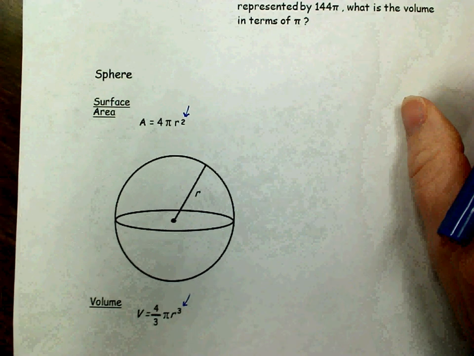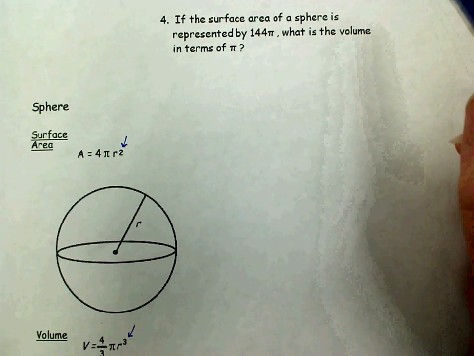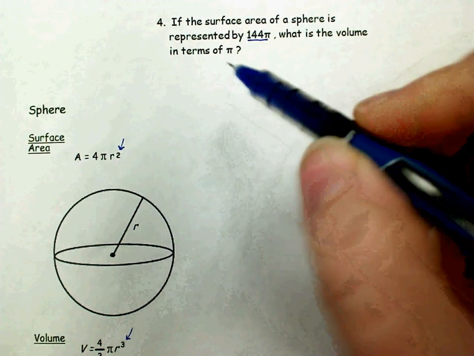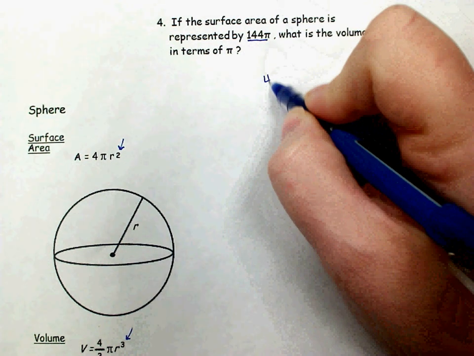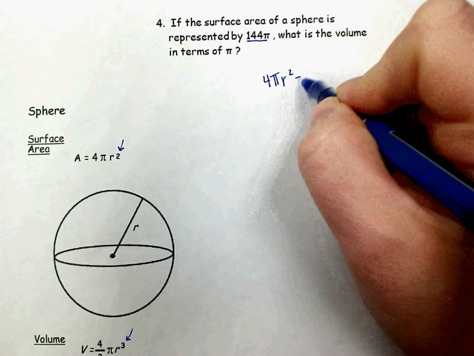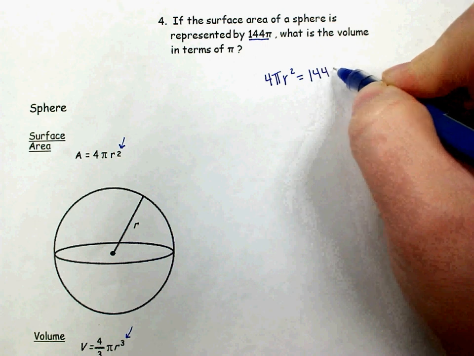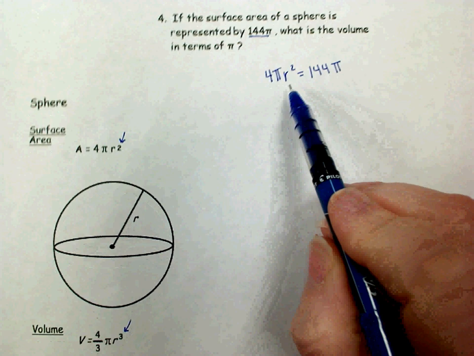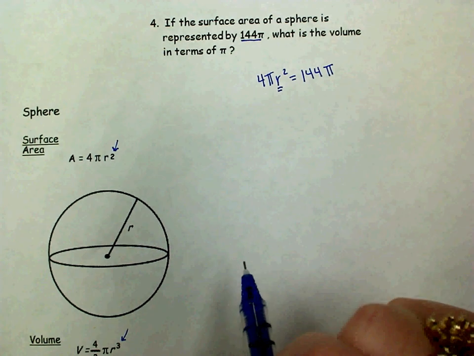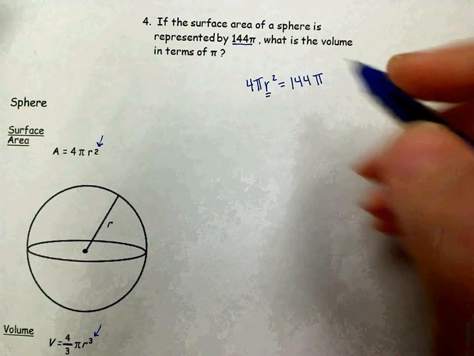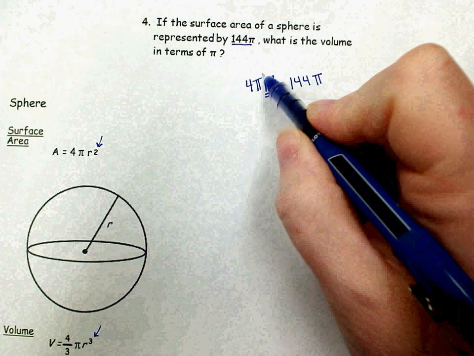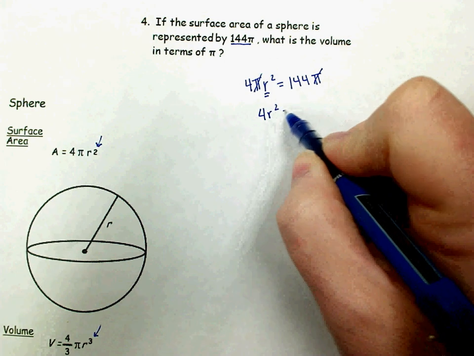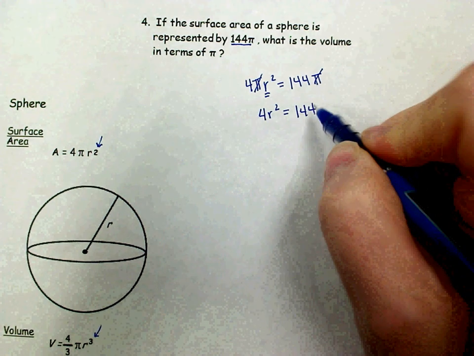So on number 4, it says if the surface area of a sphere is represented by 144 pi, well, that means I can set this 4 pi r squared equal to 144 pi. Okay, so by doing that, the only variable in this problem is r, so I can find the radius of the sphere. Since I have pi on both sides, I can divide both sides by pi and get rid of the pi, and so we have 4r squared equals 144.